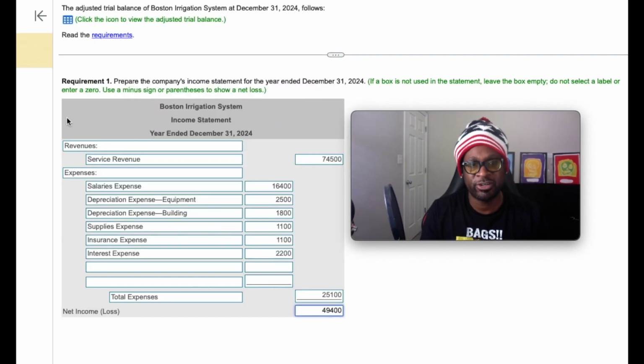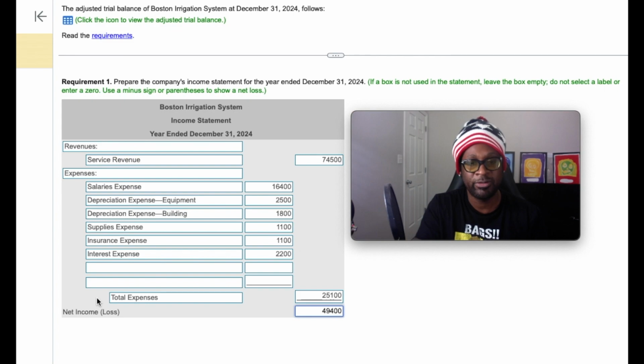Based on our adjusted trial balance, we had service revenue of $74,500. We report our expenses, followed by a list of all our expenses for the period. We had salaries expense of $16,400, depreciation expense for the equipment of $2,500, depreciation expense for the building of $1,800, supplies expense of $1,100, insurance expense of $1,100 as well, and interest expense of $2,200. That gives us a total amount of expenses of $25,100. Since our revenues exceeded our total expenses, we have a net income of $49,400. We're going to check the answer.